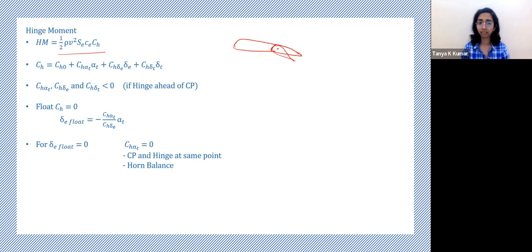Now again, we represent this in a linearized fashion. So you have C_H is C_H naught, C_H alpha T into alpha T, where alpha T is the angle of attack seen by the tail, C_H delta E into delta E, where delta E is the elevator deflection. Delta T is the deflection of the trim tab. Okay, so now let's see what it's mentioned here, that C_H alpha tail, C_H delta E and C_H delta T are all negative. Let's see how we get negative.